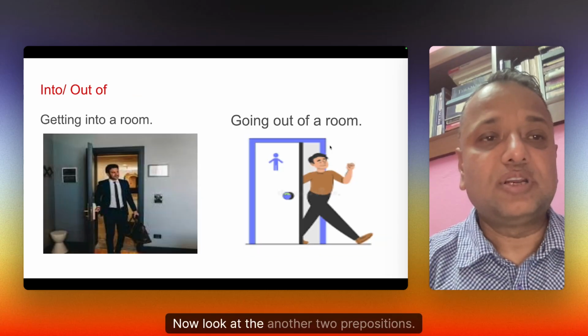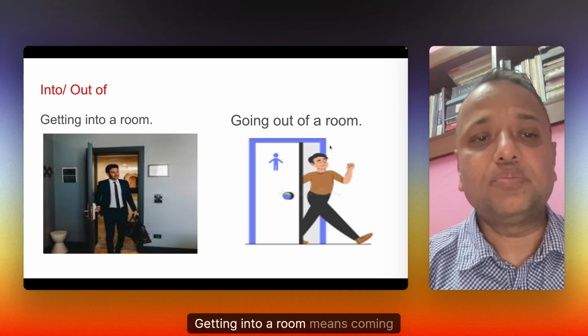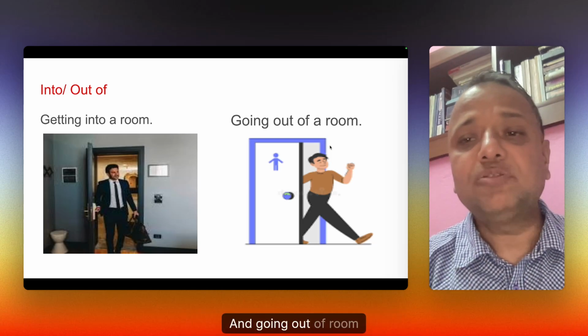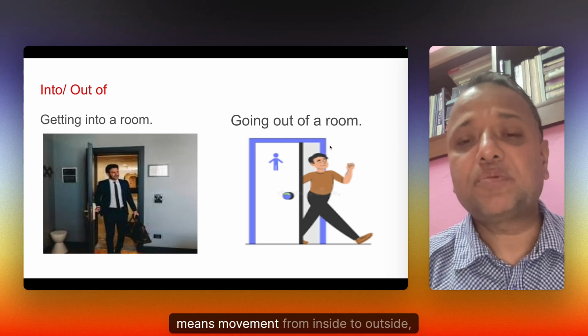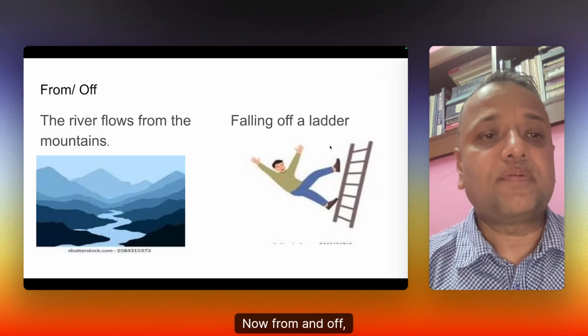Now look at another two prepositions, into and out of. Getting into a room means coming inside from outside, and going out of a room means movement from inside to outside. It's very easy.